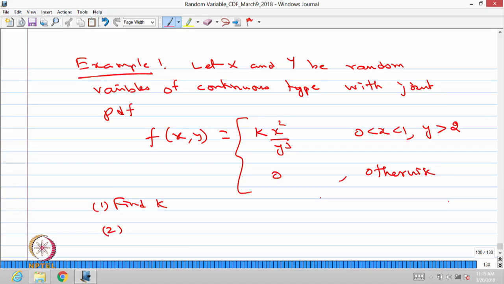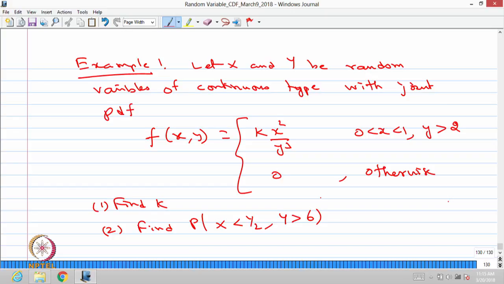Second question, find the probability that x is less than 1 by 2 and y is greater than 6. That is the second question.